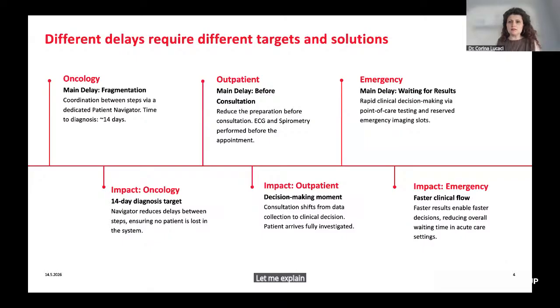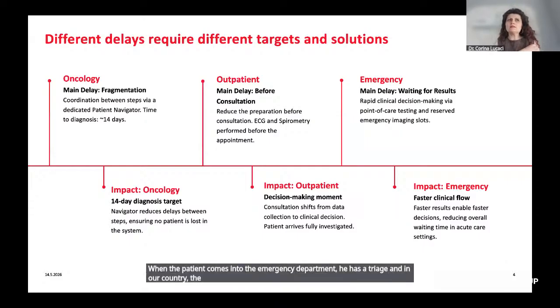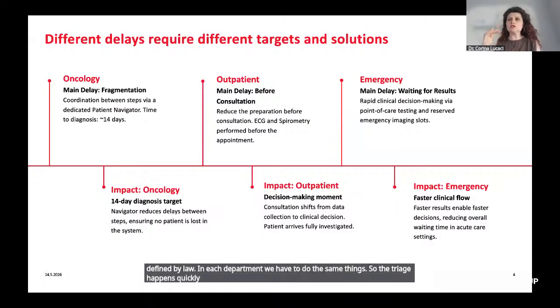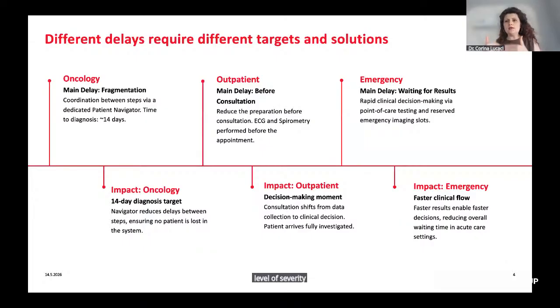When the patient comes into the emergency department, he has a triage. And in our country, the triage is something that is defined by law. In each department, we have to do the same things. So the triage happens quickly. The patient is distributed in one level of severity, and then he or she goes into the emergency room.